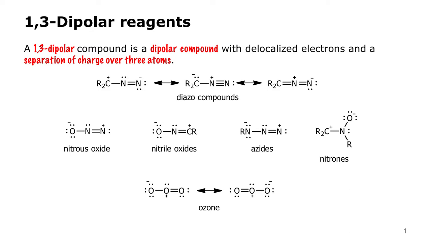But then there are some really interesting other compounds. Nitrous oxide, this is probably the best resonance form you can draw for it. Nitrile oxides, an interesting class of derivatives of nitriles. Azides, nitrones, and probably the most abundant and the most interesting of the bunch is ozone, this allotropic form of the element oxygen that you're familiar with in different ways. And we're going to look at how ozone reacts with alkenes.